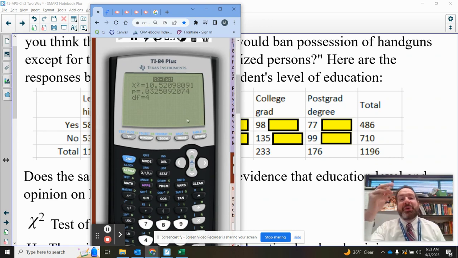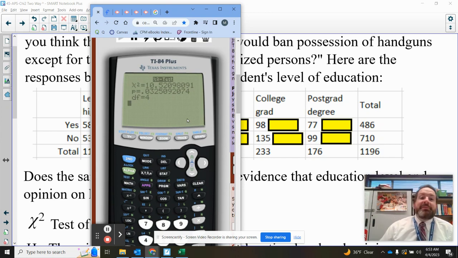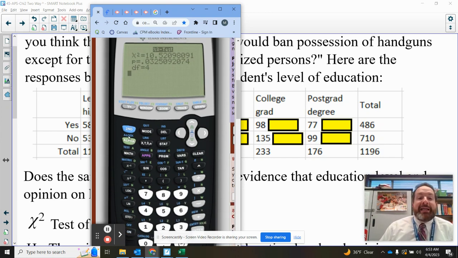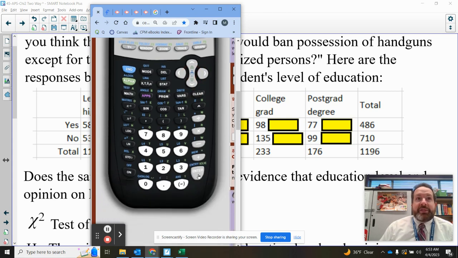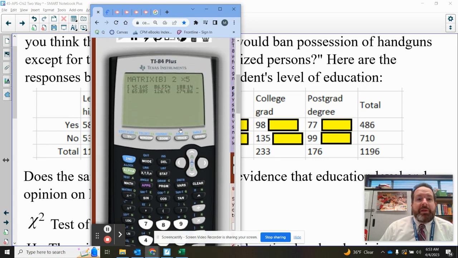Okay, now it's already done the test, but we haven't actually checked the expected counts yet. So let's go back and look at our expected counts in matrix B. Notice matrix B exists now. Choose edit, matrix B, and here they are. These are your expected counts.